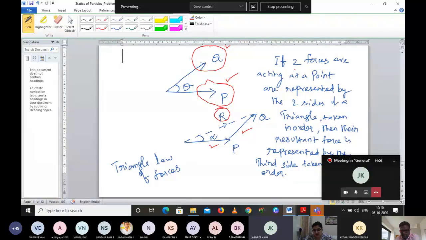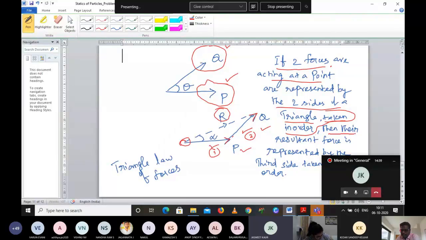Now take down: if two forces are acting at a point, I am taking this as a point, the two forces P and Q are represented by the two sides of the triangle. This is one side and this is another side. Please take a note: taken in order. That word is very important when you are writing the definition. You can see the arrowhead in one and the same direction. It is taken in the same order.